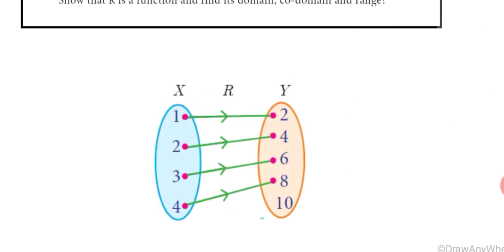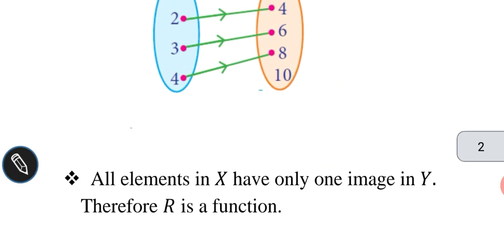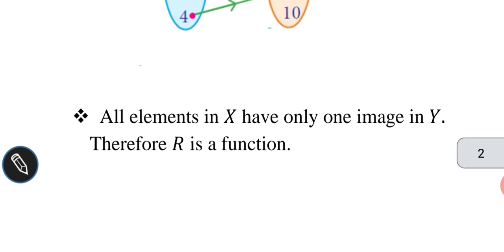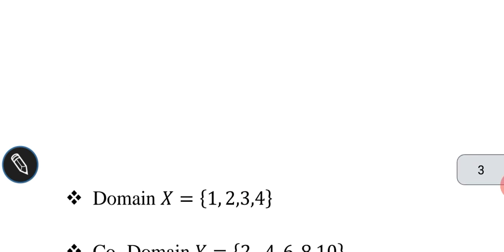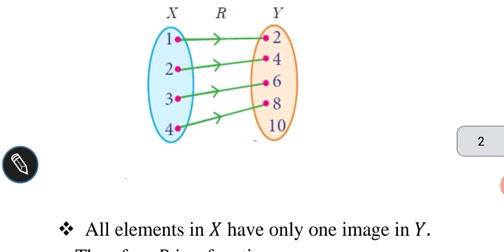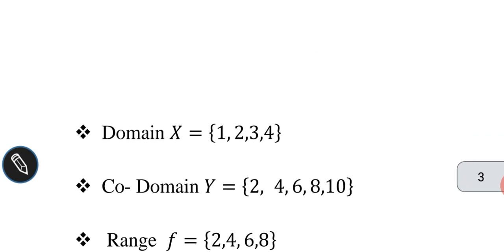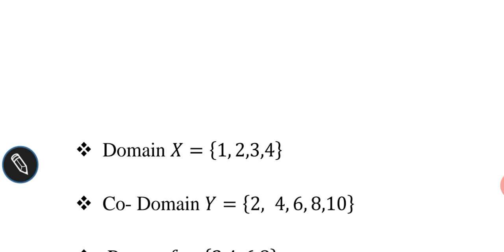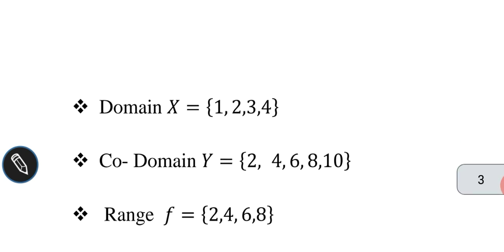Okay, so all elements in X have only one image in capital Y, therefore R is a function. Domain X, here domain is the capital X, which is equal to the set 1, 2, 3, 4. Codomain is the set Y, so codomain capital Y equal to 2, 4, 6, 8, 10. Okay, range of f is 2, 4, 6, 8.